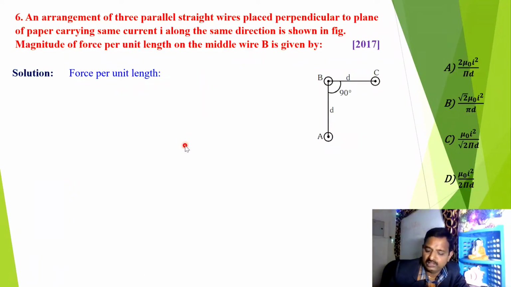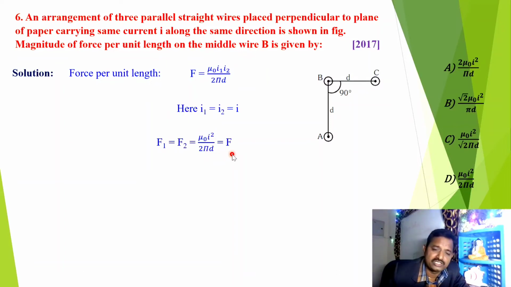See here force per unit length. So the formula for force per unit length is mu naught I1 I2 by 2 pi d. Here I1 is equal to I2 is equal to I. See all the 3 wires, that means the same current is passing here. So F1 equal to F2, that is mu naught I square by 2 pi d. In the place of I1 and I2 we substitute I, we will get I square. So we will get mu naught I square by 2 pi d. That I am considering F.